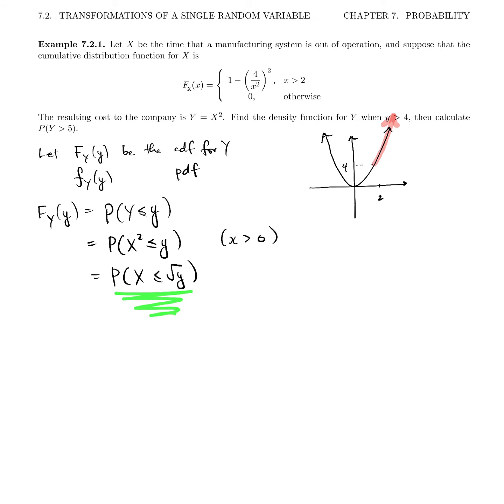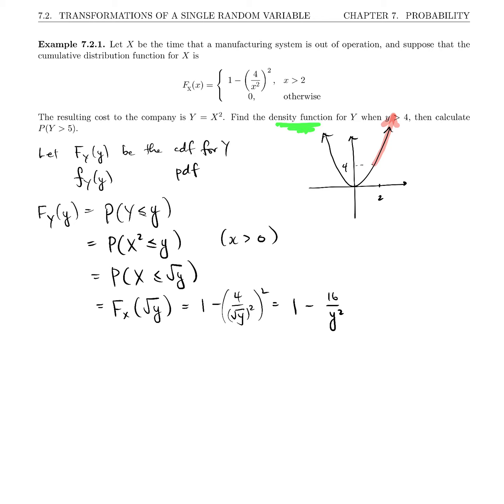That is exactly the definition of the cumulative distribution function. But instead of little x here, we have root y, which means that in the cumulative distribution function, we are going to plug in root y. So this is equal to F sub X of root y. Now we have a formula for it sitting right here, so we can plug in root y. So that is 1 minus (4 over root y squared) all squared, which is 1 minus 16 over root y squared. The root and the square cancel. I get y squared. So there is the cumulative distribution function.